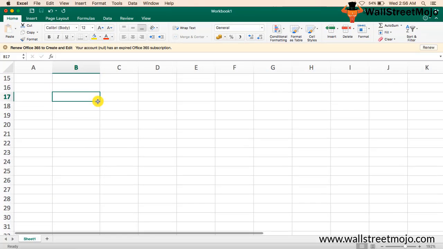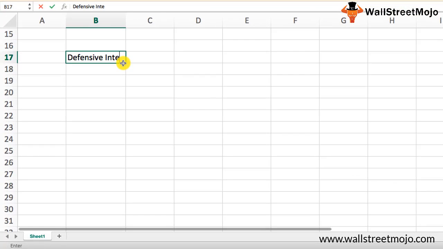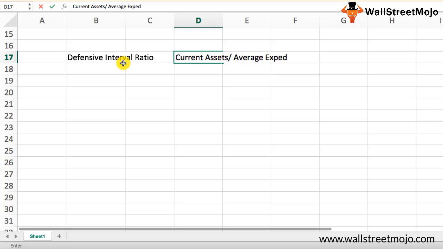But before that, let us see the formula. The defensive interval ratio is equal to the current assets of the company divided by the average expenditure. If you want to compute the ratio in terms of days, you need to use the average daily expenses. If you want to compute it in terms of years, as in the Walmart and Apple example, you need to use the average annual expenditure. It depends on which kind of ratio you want to compute. Clear?